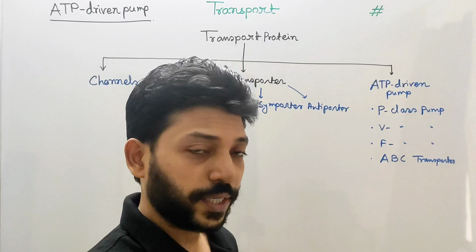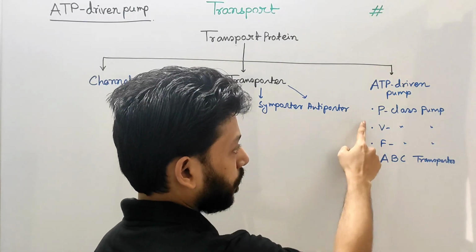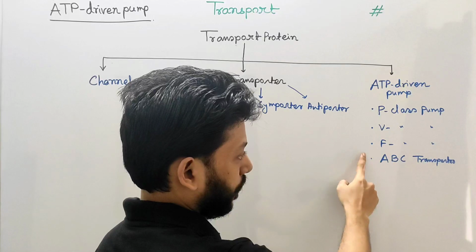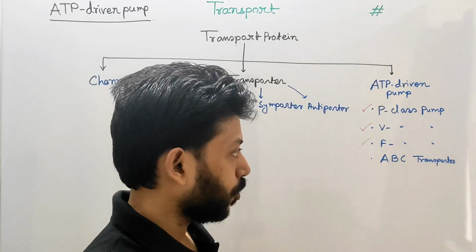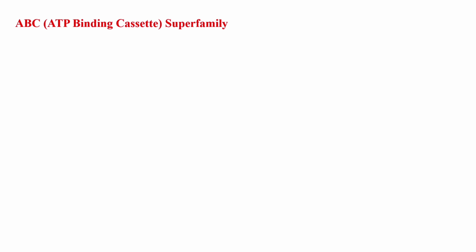Now ATP driven pumps contain four different classes of proteins. One is called P class pump, V class pump, F class pump and ABC transporter. In this video, we are going to learn about ABC transporters. The full form of ABC is ATP binding cassette. It is also called the ABC superfamily.